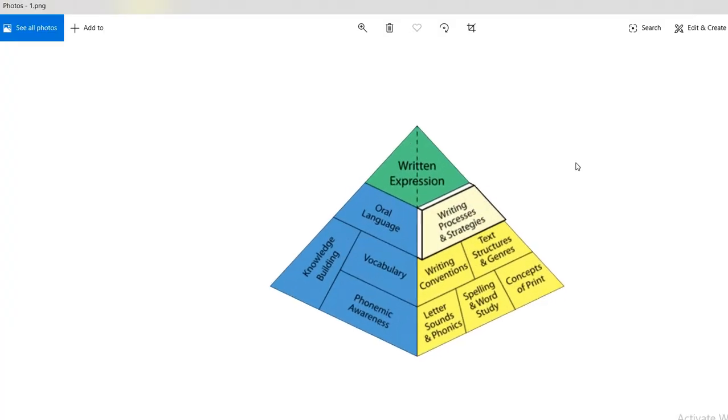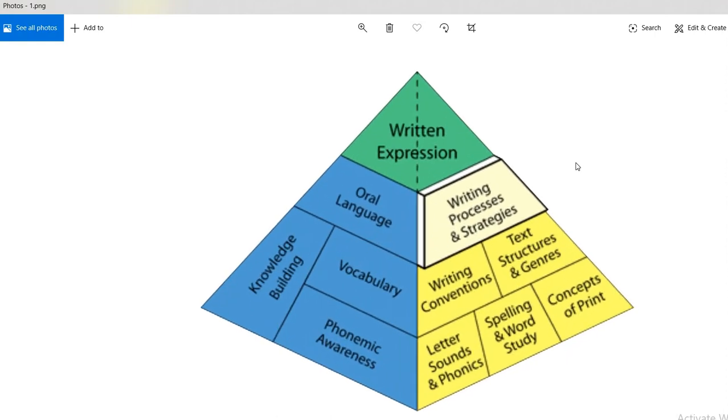This is a picture. I call it the pyramid of writing. The pyramid of writing, for writing expressions or writing in general. What do we need? If we have this pyramid, we start with the basics, we get higher with other skills and even higher skills till we reach the sophisticated writing expression. So let's start with the basics: letter sounds, phonics, spelling, word study, concepts of print. These are the main basics.